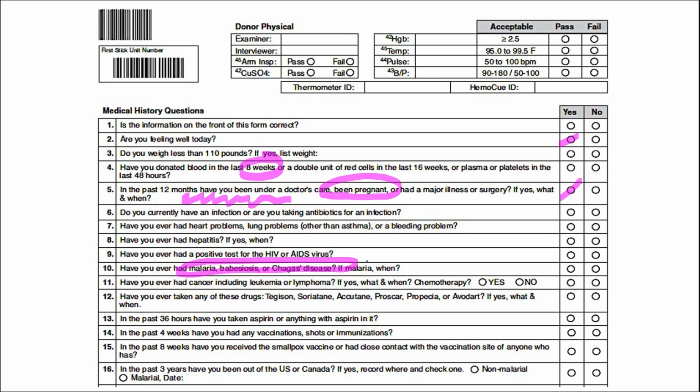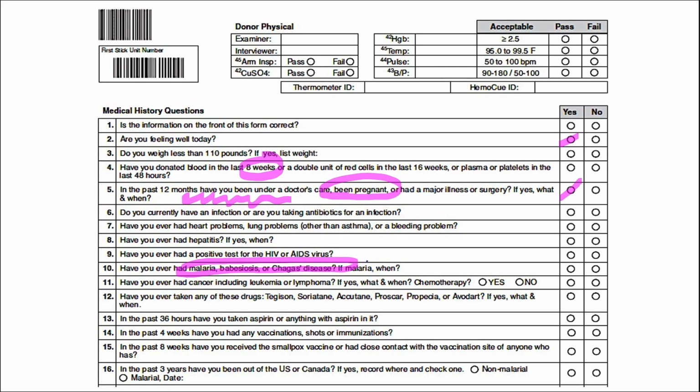And then, have you ever had cancer, including leukemia or lymphoma? Have you ever taken any of these drugs like Tegison, Soriatane, Accutane, Proscar, Propecia, or Avodart? So you will know later what these medications are. In the past 36 hours, have you taken aspirin or anything with aspirin in it? Because as I have said, aspirin is a blood thinner. In the past 4 weeks, have you had any vaccinations, shots, or immunizations? In the past 8 weeks, have you received the smallpox vaccine or had close contact with the vaccination site of anyone who has this?